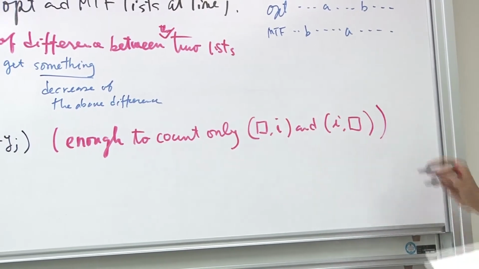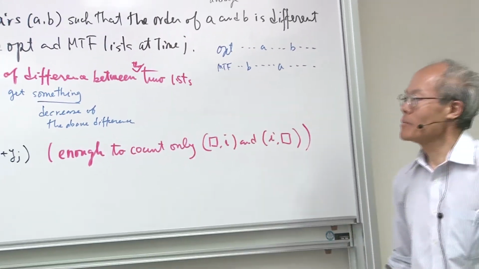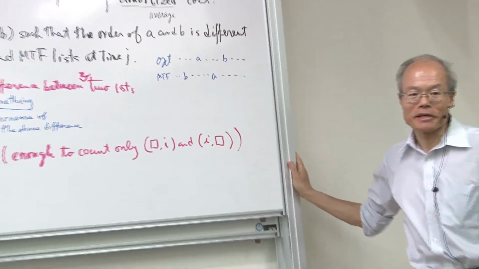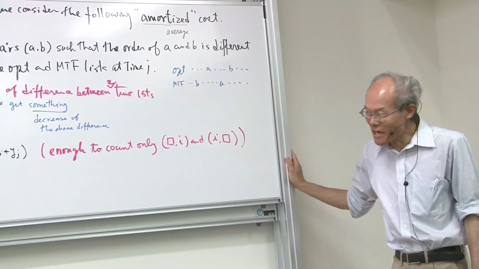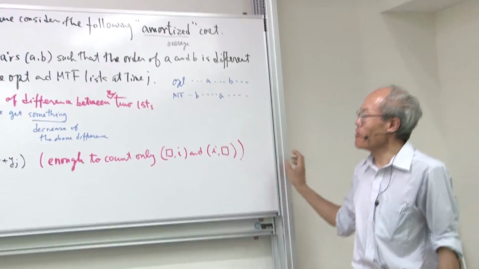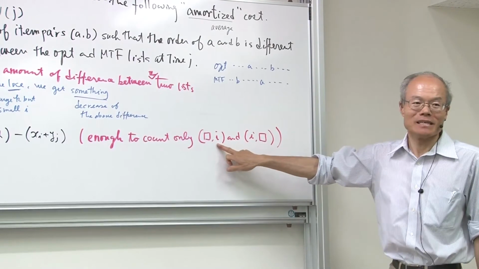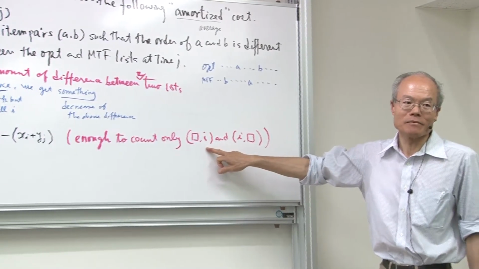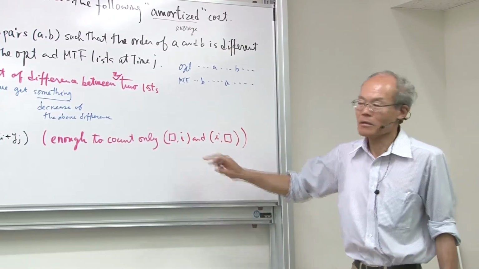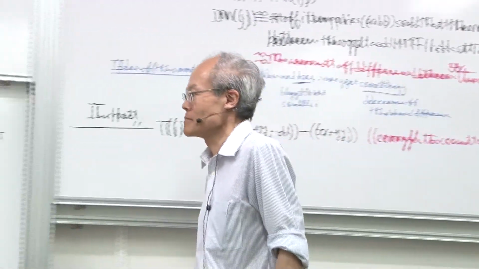When we count pairs, it is enough to count only this kind of pairs, those that include I. This is the item which is now accessed. Okay, I'll explain.